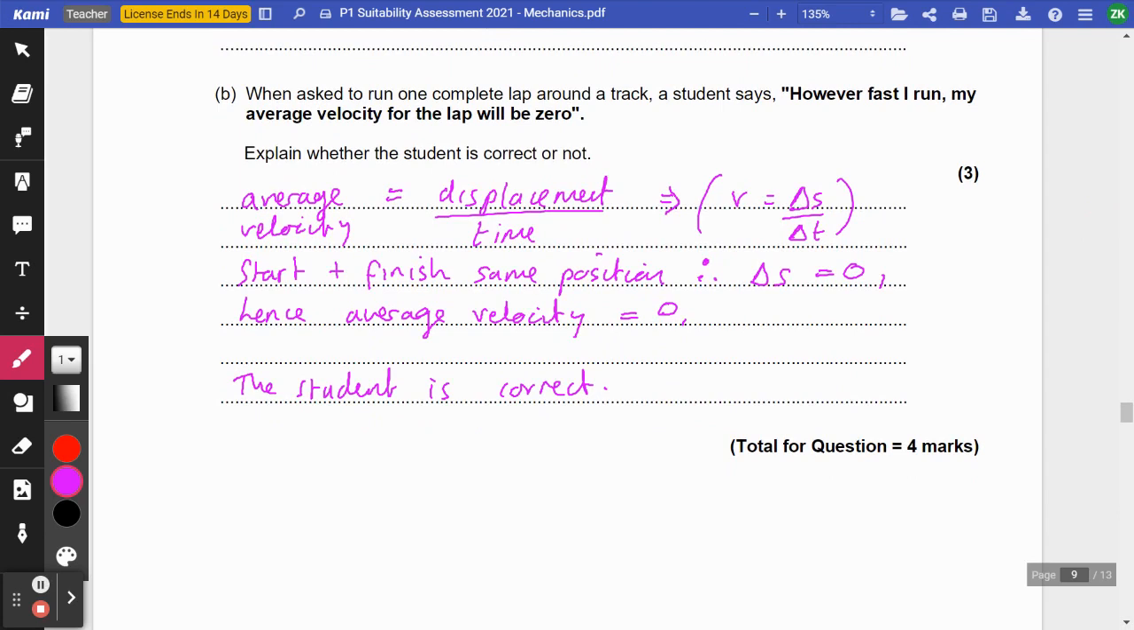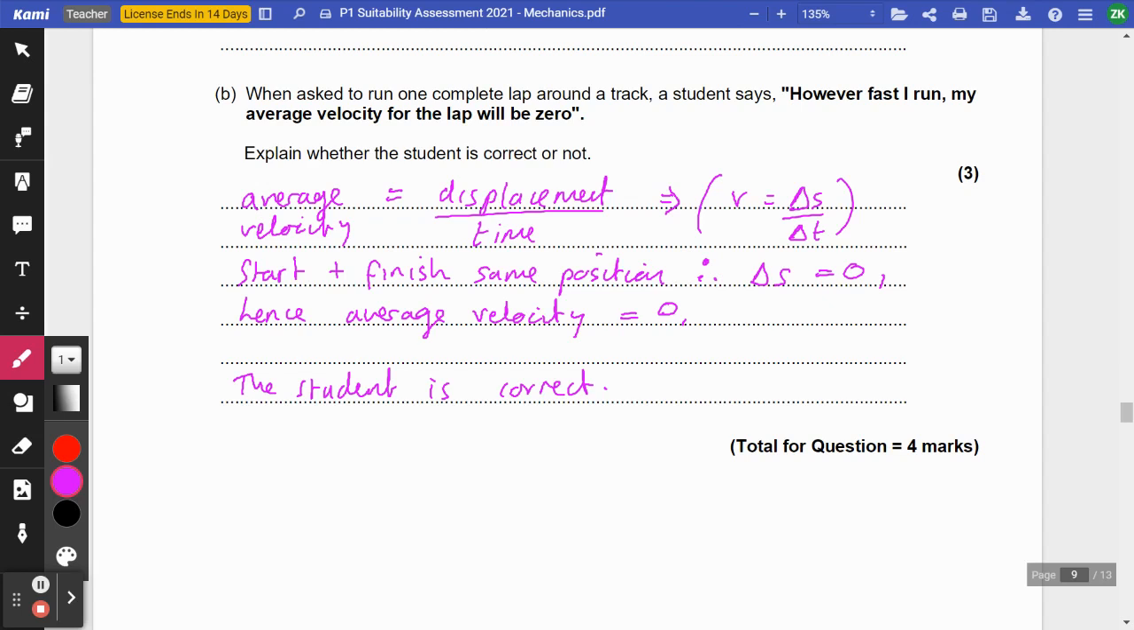In this question, when asked to run one complete lap around the track, a student says, "However fast I run, my average velocity for the lap will be 0." Note what it says in the question: average velocity. Velocity is a vector. So when we look at the formula, it is not just distance over time, it should be displacement over time.